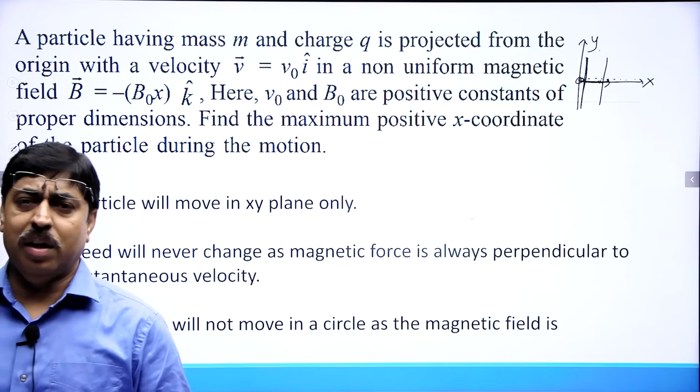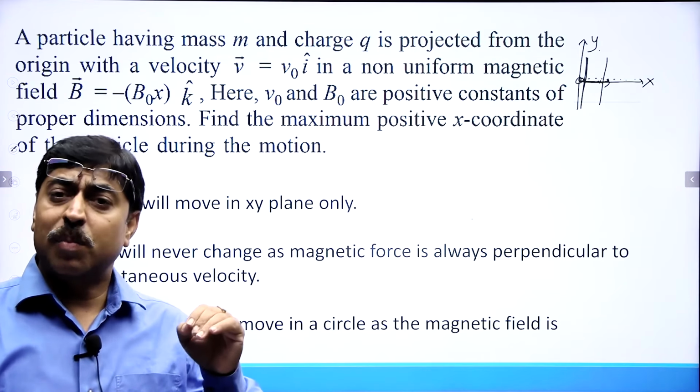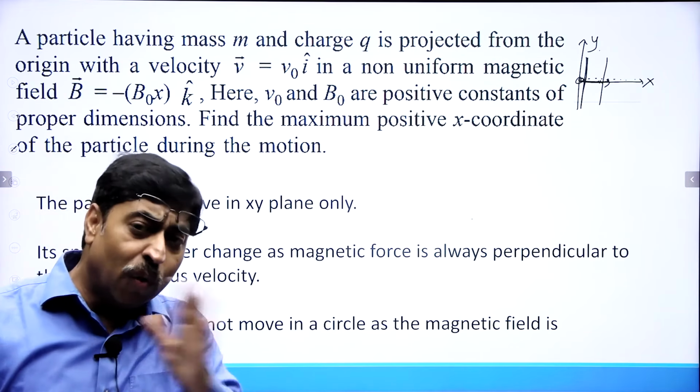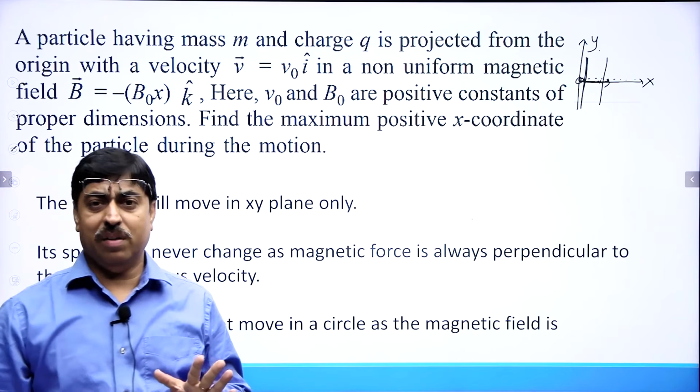The strength of the magnetic field is changing. So the magnetic force is changing. Speed is not changing, but the force is changing. So the particle cannot move in a circle of fixed radius.